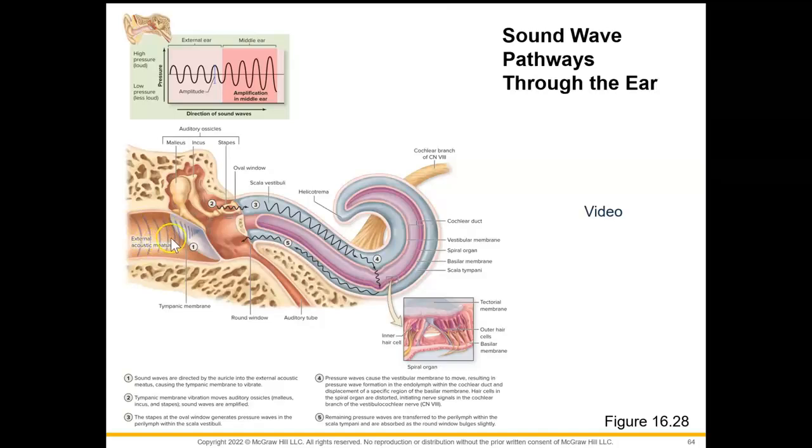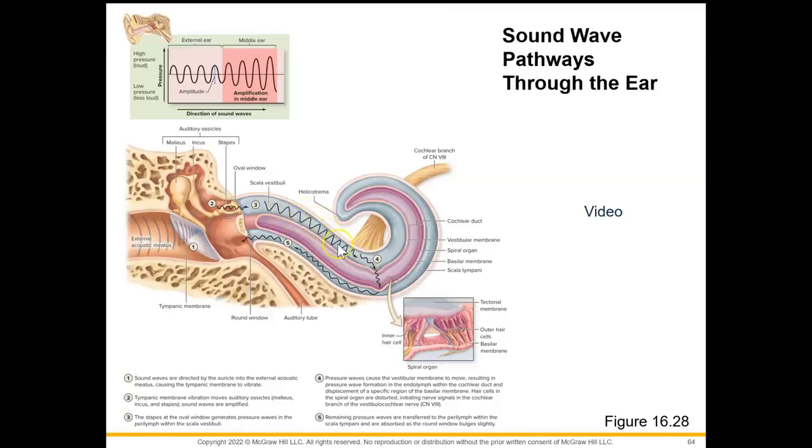Anyway, what happens is when we have sound move into our ear, the waves are moving through the auricle into the external acoustic meatus and hit our tympanic membrane, causing it to vibrate, and then these ossicles will also become amplified and vibrate over toward that oval window. The stapes hits that oval window and generates that pressure to move through the perilymph within the scala vestibuli.